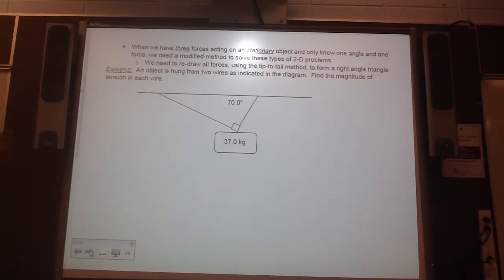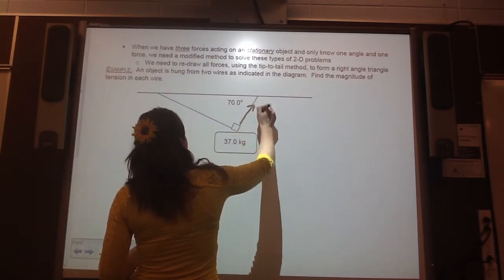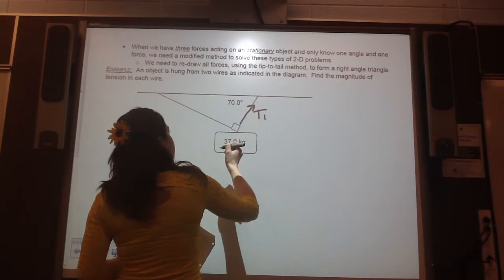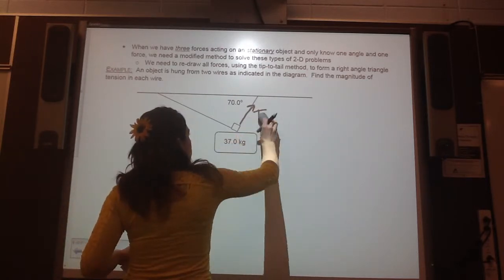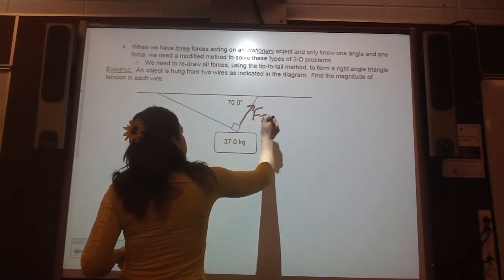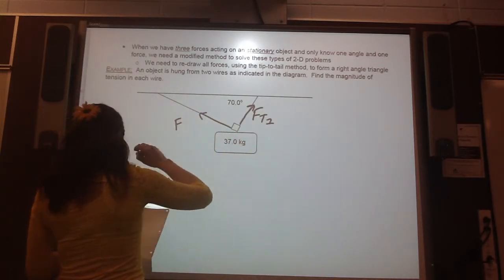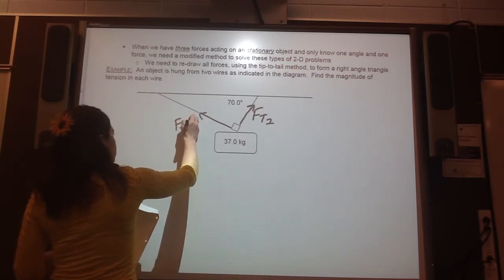Say an object is hung from two wires as indicated. Find the magnitude of tension in each wire. Let's start by drawing our free body diagram. Here, let's say this is tension 1, or we'll say FT1, because we know that's force and tension. So FT1, and coming out from the other side is FT2.